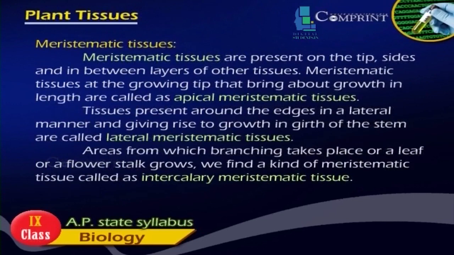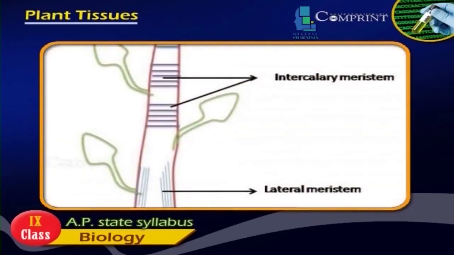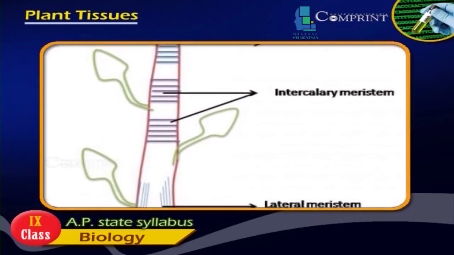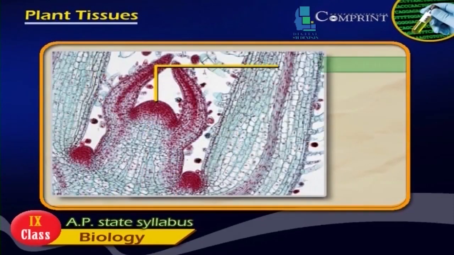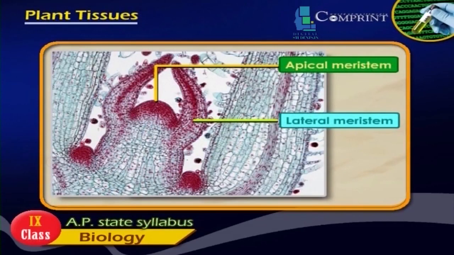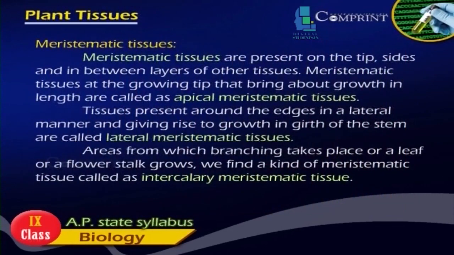Meristematic tissues. Meristematic tissues are present on the tip, sides and in between layers of other tissues. Meristematic tissues at the growing tip that bring about growth in length are called apical meristematic tissues. Tissues present around the edges in a lateral manner and giving rise to growth in girth of the stem are called lateral meristematic tissues. Areas from which branching takes place, or a leaf or a flowered stalk grows, we find a kind of meristematic tissue called intercalary meristematic tissue.